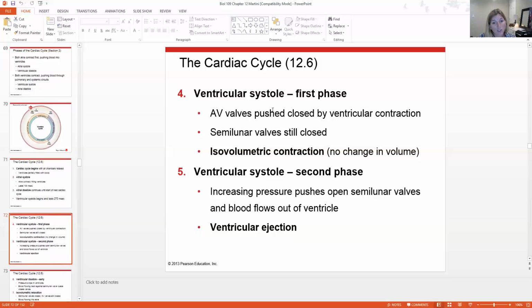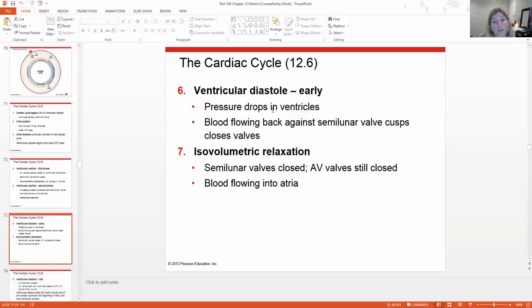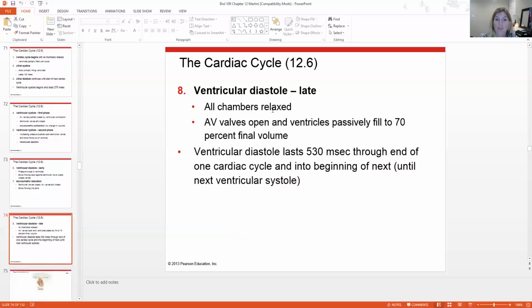The second phase of ventricular systole is with increasing pressure. We finally have ventricular ejection, and the blood's going to leave through those semilunar valves. Then we have ventricular diastole, where the pressure drops in the ventricles, blood's going to flow backwards, causing those semilunar valves to close. And then isovolumetric relaxation, AV valves are still closed, and the blood flows into the atria. Then towards the later end of ventricular diastole, all the chambers relax, the AV valves finally open, and the ventricles can passively fill until they get to about 70% of their maximum volume, and then the atria are going to contract, and the whole thing starts over again.